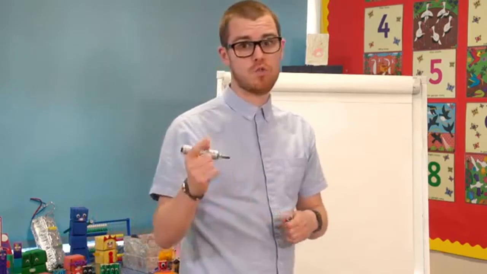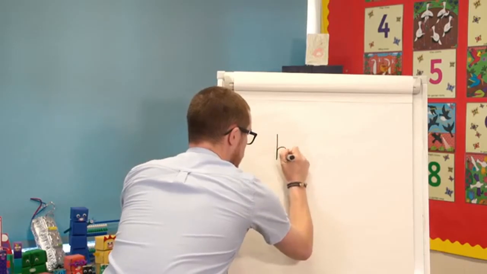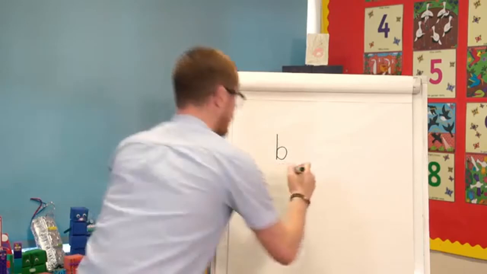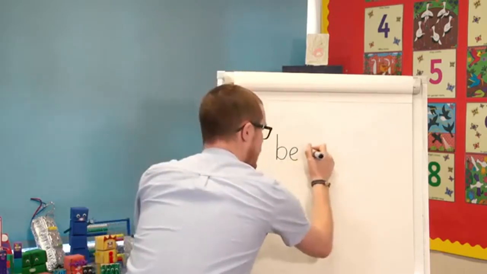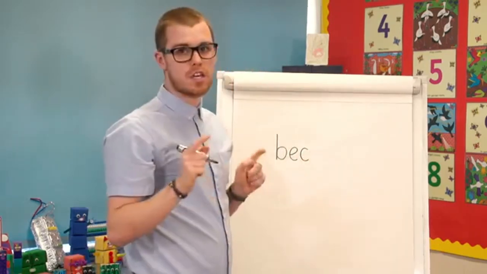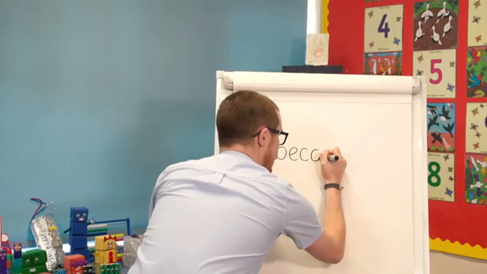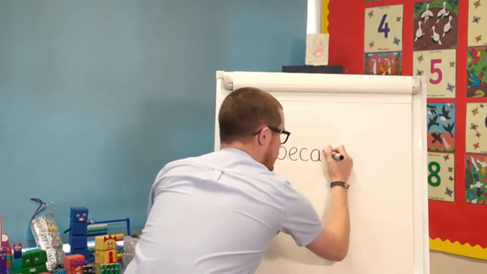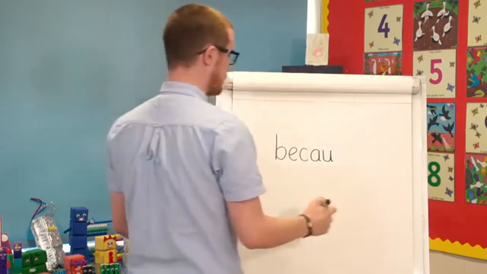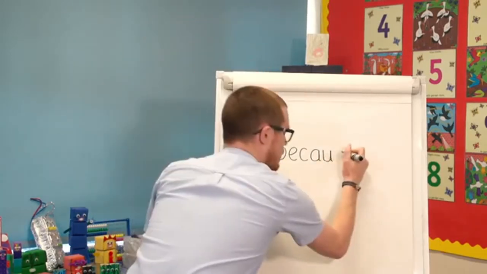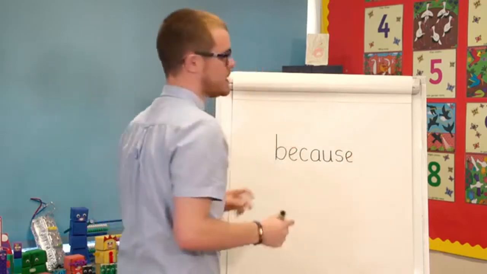I'll let you know when I get to a tricky bit. B. E. K. Oh, now I've got to a tricky bit. The letters A and U say uh. And there's a tricky bit on the end too. The letters S and E say z.